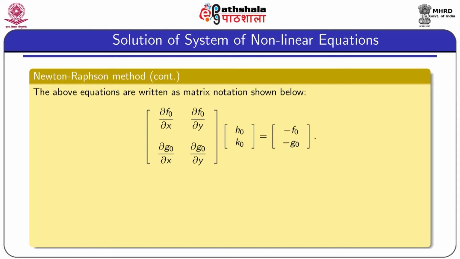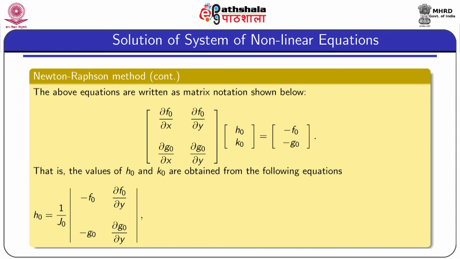So this is the system of linear equations, and these equations can be written in matrix notation as shown below. The first one is a 2 by 2 square matrix whose first row is ∂f0/∂x, ∂f0/∂y, second row is ∂g0/∂x, ∂g0/∂y, multiplied by the column matrix h0, k0, equal to the column matrix -f0, -g0. So this is a system of equations in matrix form. Solving this, we can find the values of h0 and k0, or we can use any other method to find them.